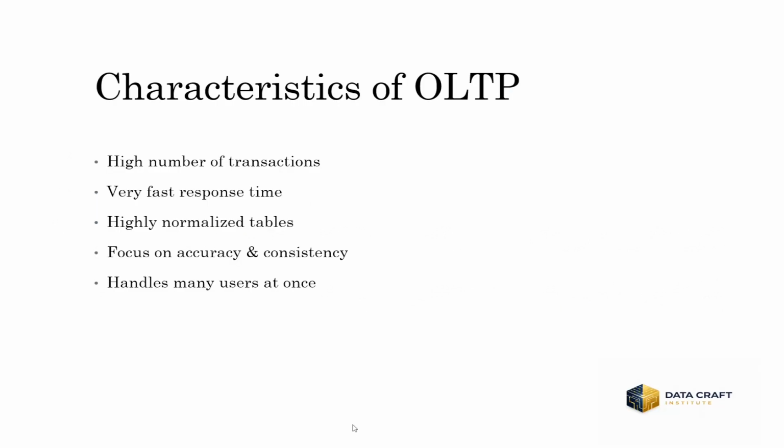Okay, characteristics of OLTP system. OLTP systems handle thousands of users at the same time, so they must respond quickly. Imagine how many people are placing orders on Amazon. Very fast response time. You don't want the system to hang when you place an order or something. Okay, highly normalized tables. What is normalization?